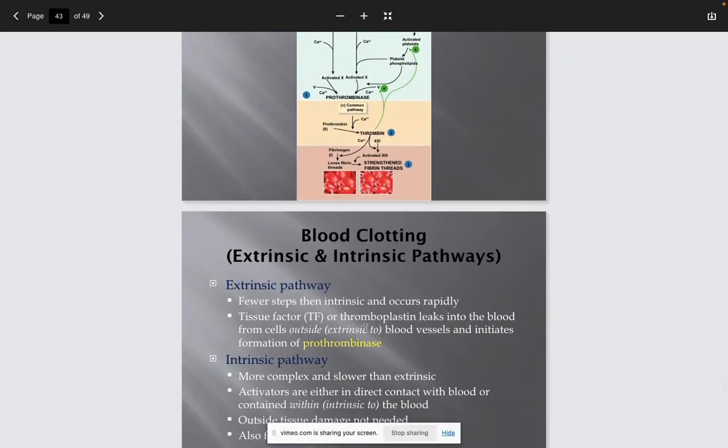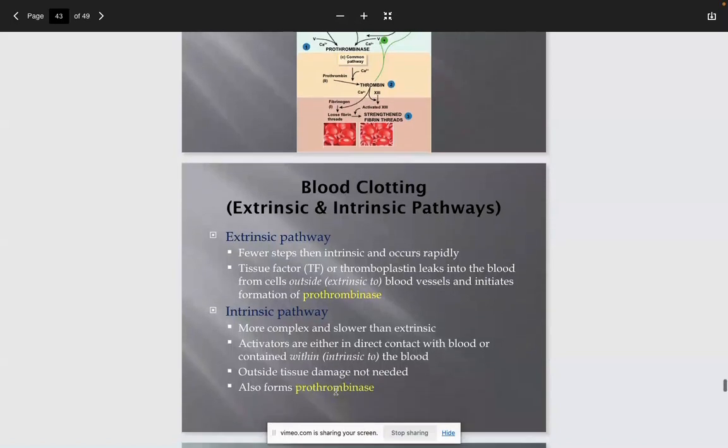So the extrinsic pathway and the intrinsic pathway. In the extrinsic pathway, tissue factor or thromboplastin leaks into the blood from cells outside, or extrinsic to, blood vessels and initiates the formation of prothrombinase. But in the intrinsic pathway, it's directly in contact with blood. So again, the extrinsic pathway has fewer steps than the intrinsic, and it occurs rapidly. The intrinsic is more complex and slower than the extrinsic.